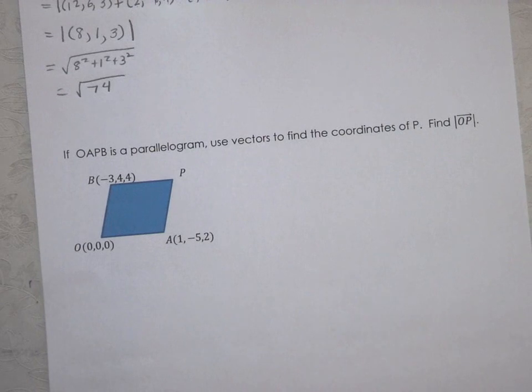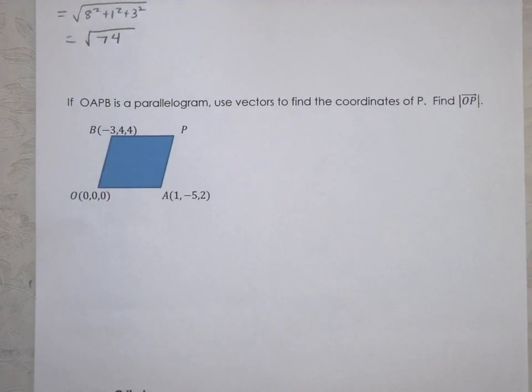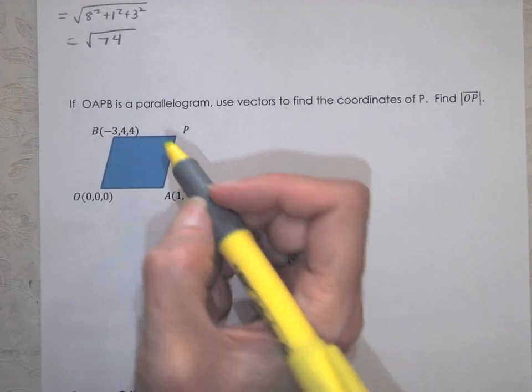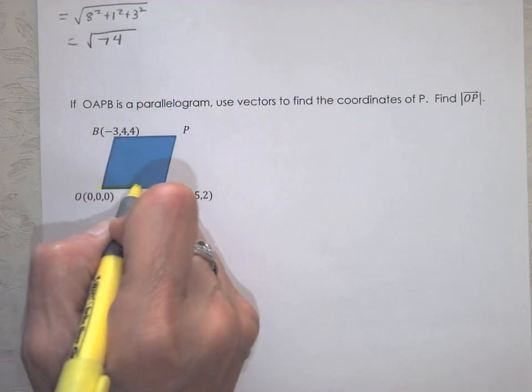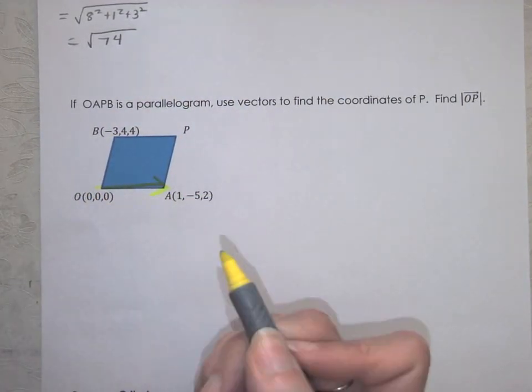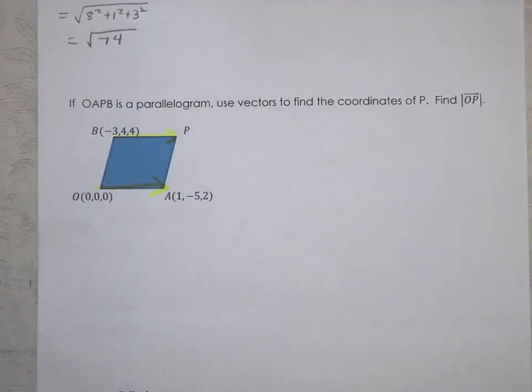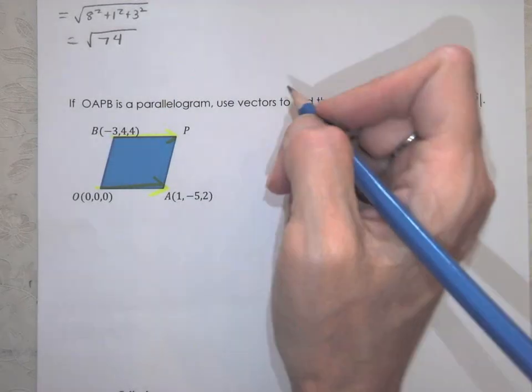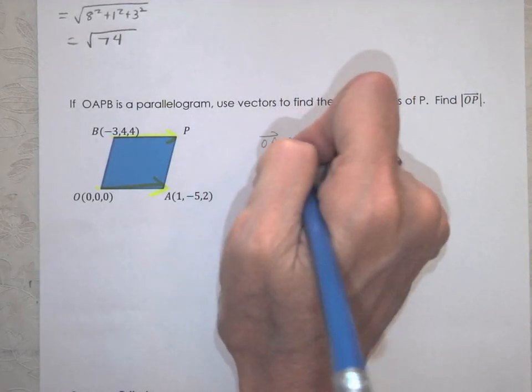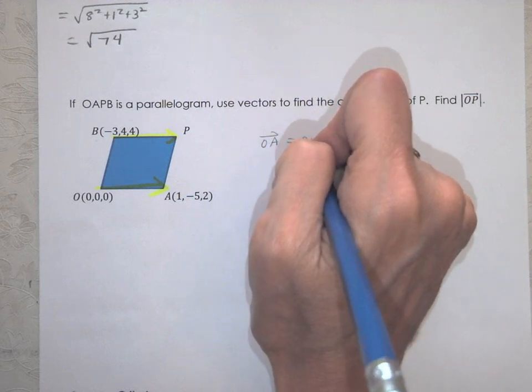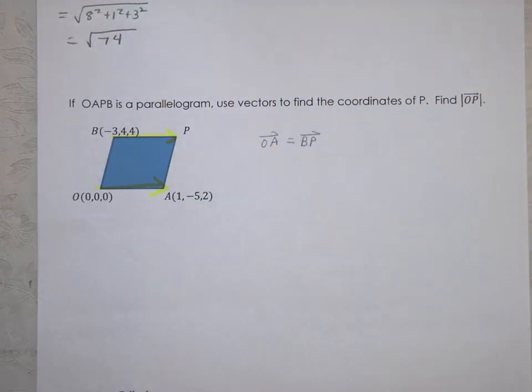If OAPB is a parallelogram, use vectors to find the coordinates of P and then also find the magnitude of OP. So if something's a parallelogram, we know that its sides are equal in length and parallel. So we know, for instance, that vector OA, which starts at O and ends at A, is going to be exactly the same as vector BP. So that's a vector statement that we can make, that vector OA is going to be identical to vector BP because they have exactly the same magnitude and direction.